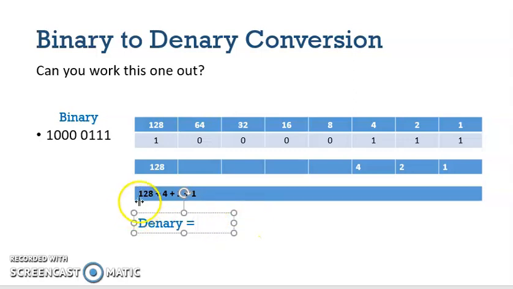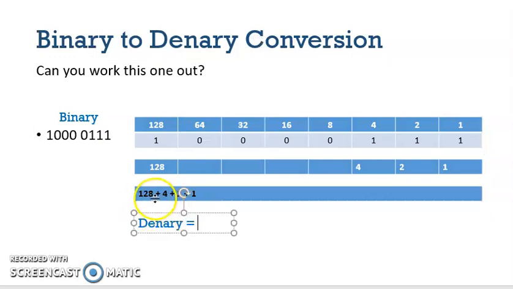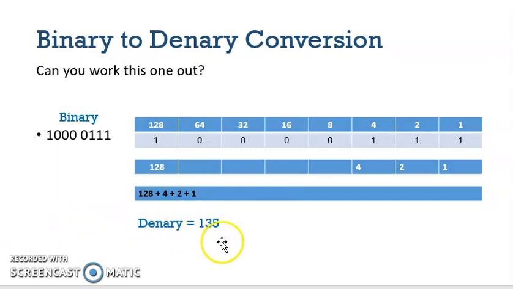And if we add those up, that gives us 128 plus 4, which is 132, plus 2 is 134, plus 1, which is 135. Okay, and again the way to check is just by adding all of these numbers up. So that's binary to denary conversion.